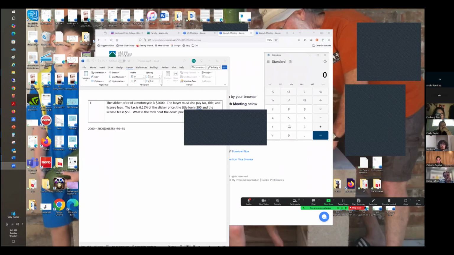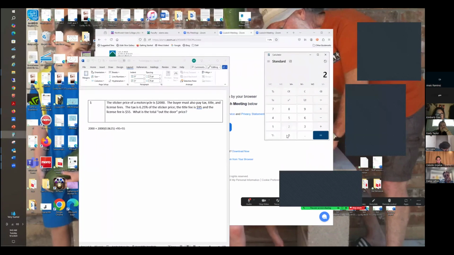So if I take 2,000 and I multiply that by 0.0625, I get 125 bucks. And then I'm going to add 2,000, and then I'm going to add 95, and I'm going to add 55 just to be annoying. I put that stuff in there. I get 2275. All right, let's hope that's the right answer. What I wanted you to know here today is something kind of interesting.